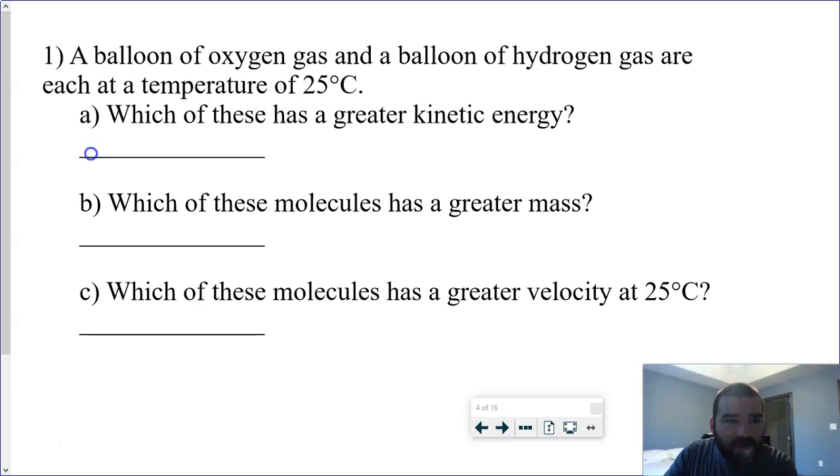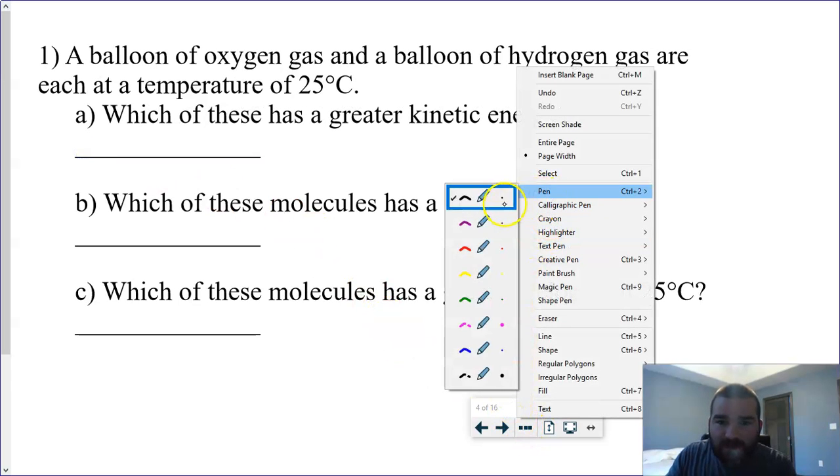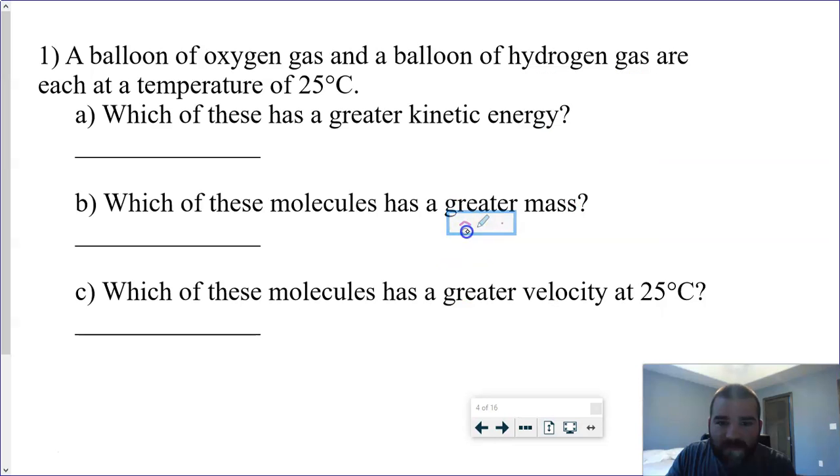So where am I here? I don't know if it's going to write. It's not going to write. Don't mind me. I like purple.